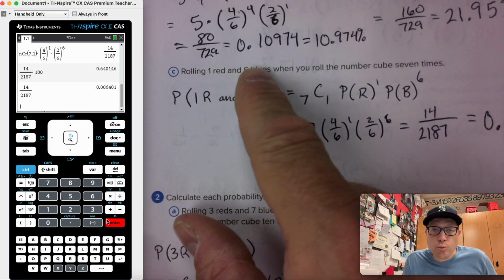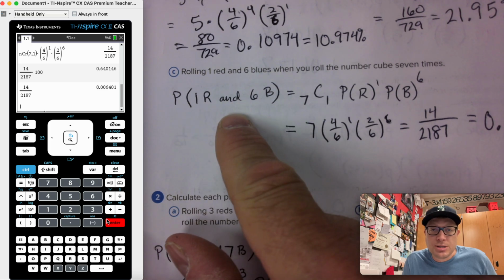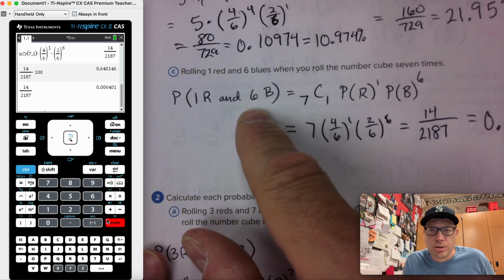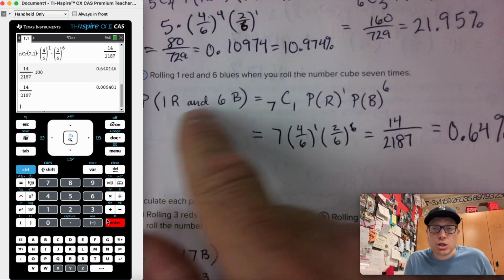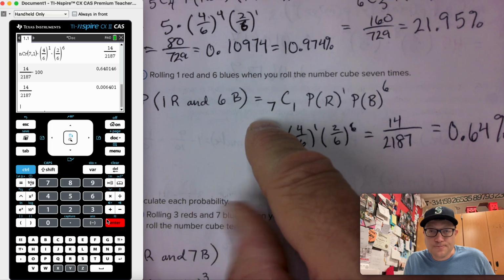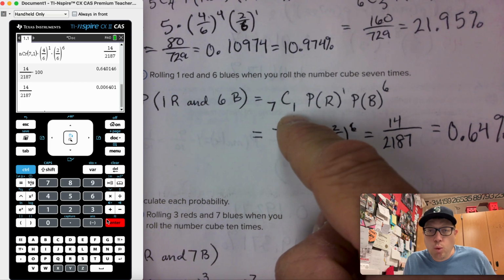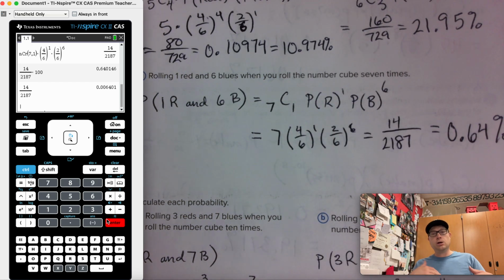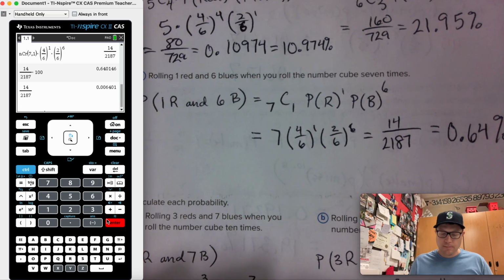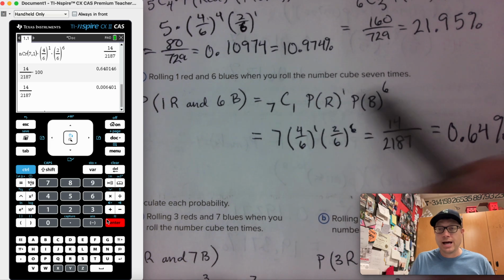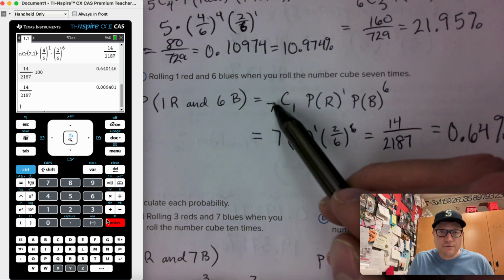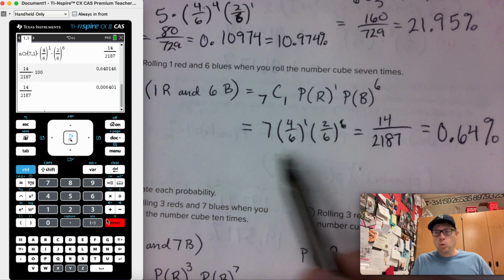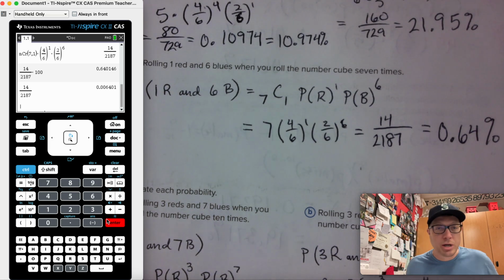Rolling 1 red and rolling 6 blue. That's what I put in the parentheses, and I put the P for probability in front of that. The probability of rolling 1 red and 6 blues. So then that's 7 total times that I'm rolling the die. And I want to put the probability 1 for the probability of rolling a red. If I'd flip this around, it would still work because red would still have a 1 exponent while blue would have the 6 exponent. 7 minus 1. So all said and done, this is just straight out of the calculator.